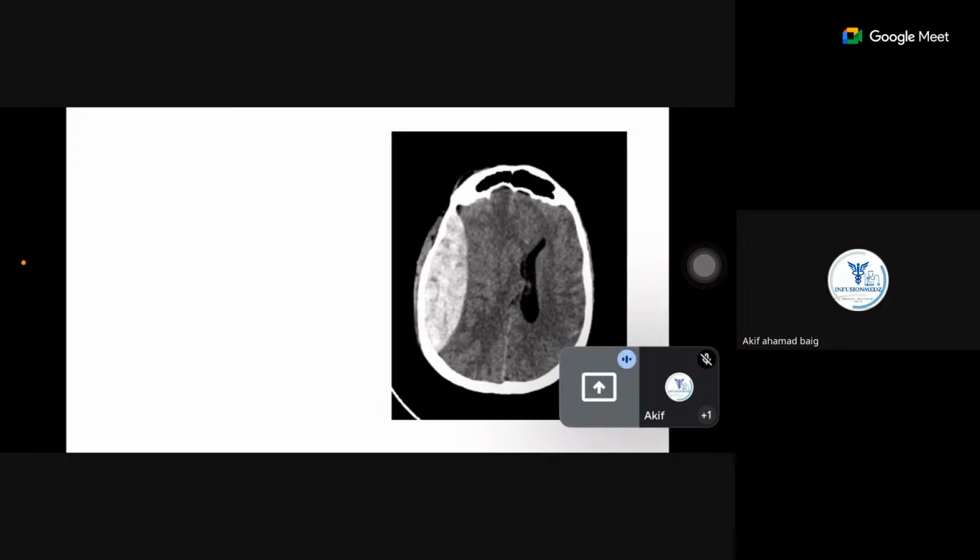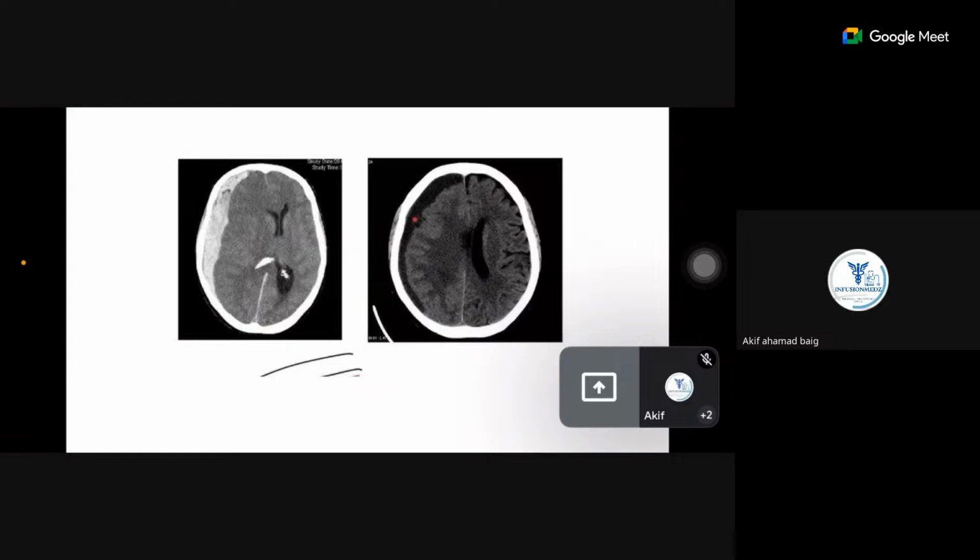So what is this? Intracranial hemorrhage. What sort of intracranial hemorrhage? Is this SDH or is it EDH? Is it subdural hemorrhage or extradural hemorrhage? When you see a biconvex shape, it is extradural hematoma.